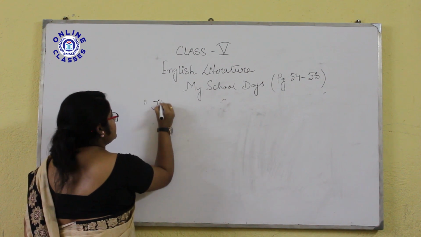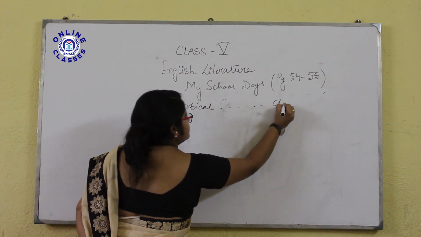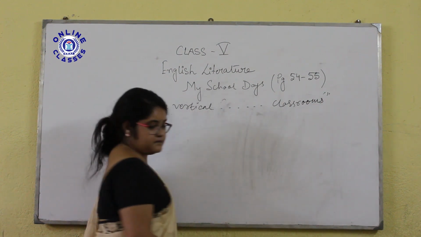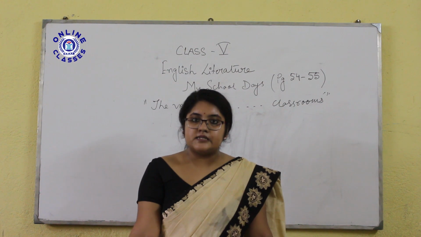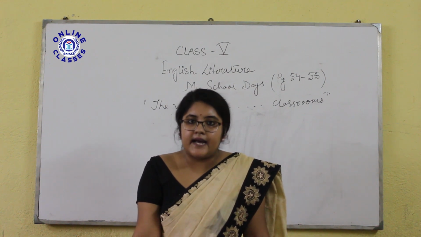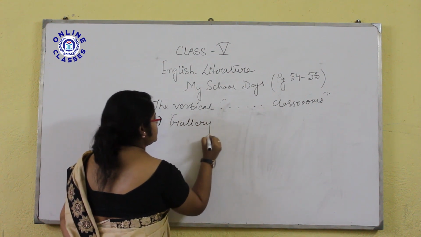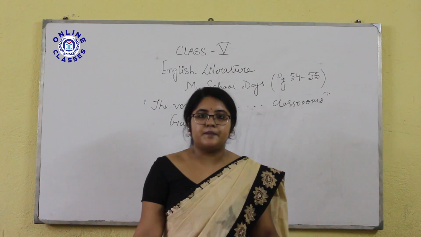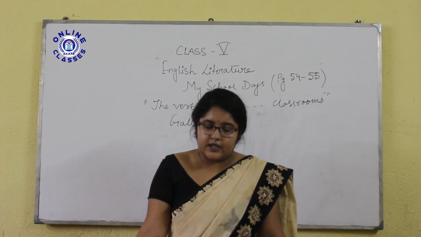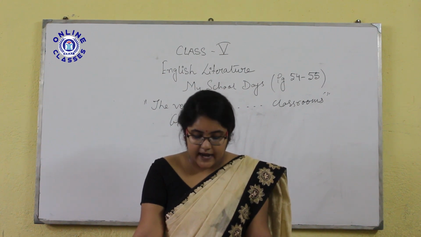Mark the portion from the vertical till classrooms. Okay? Next, the annual prize distribution ceremony was held in this hall, which had a gallery as well. Underline the word gallery. Okay. So what is a gallery? Gallery is a place where audience sits, where they sit to watch the performance on the stage.